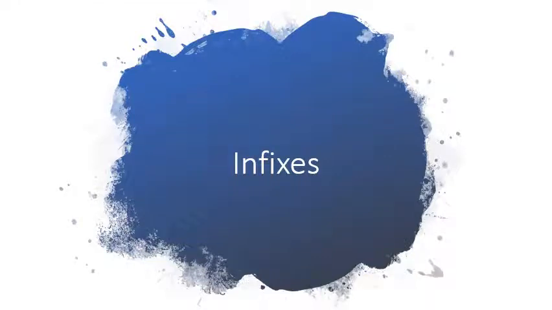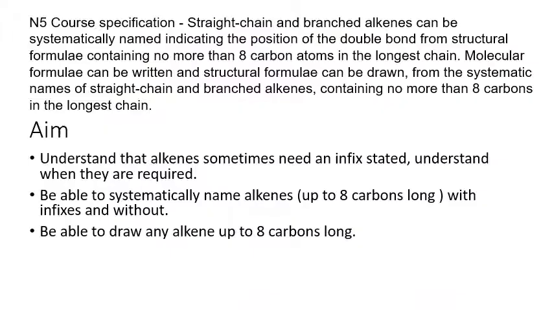In this PowerPoint, we are going to be looking at infixes. The N5 course specification states, straight chain and branched alkenes can be systematically named, indicating the position of the double bond from structural formula containing no more than 8 carbon atoms in the longest chain. Molecular formulae can be written and structural formulae can be drawn from the systematic names of the straight-chained and branched alkenes containing no more than 8 carbons in the longest chain.